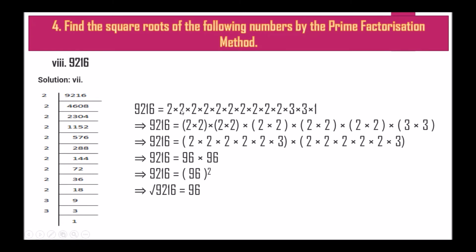9216 can be written as 2 into 2 into 2 into 2 into 2 into 2 into 2 into 2 into 2 into 2 into 3 into 3. If we remove squares, we will get 96, so it is the square of 96.